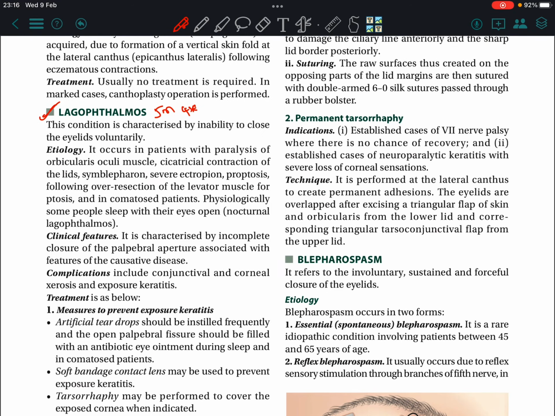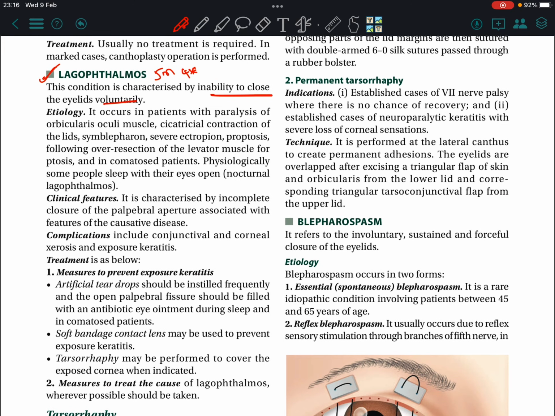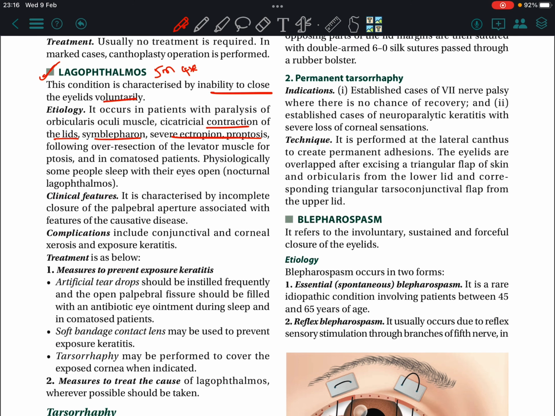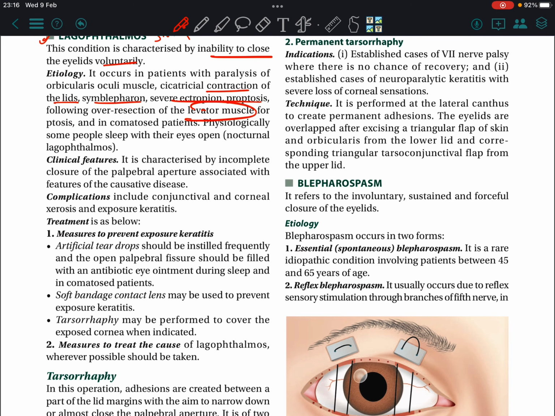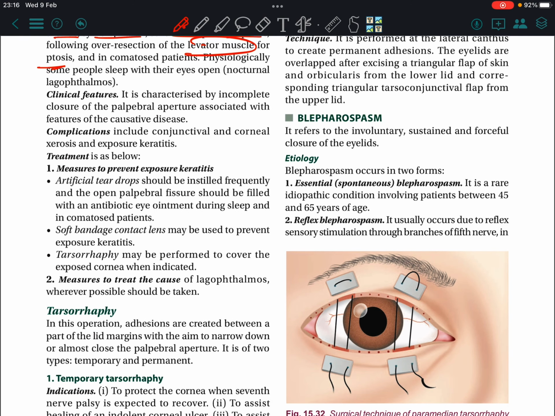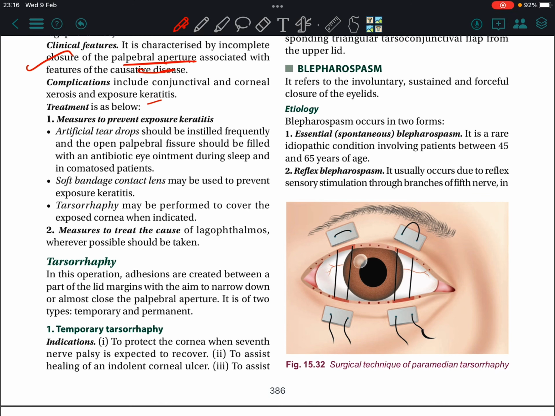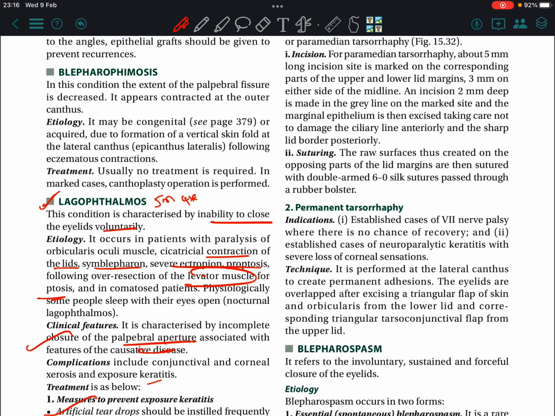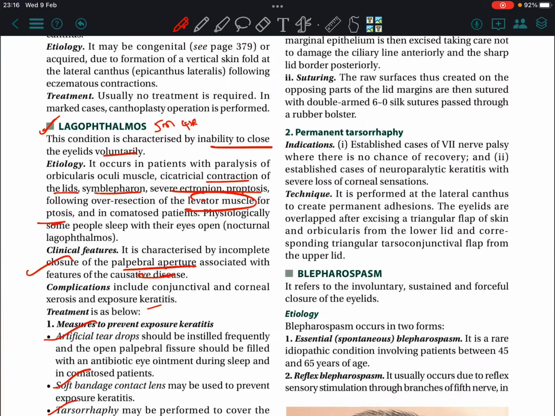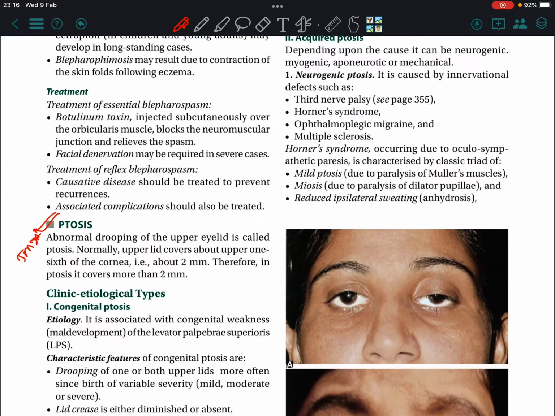Lagophthalmos is a condition caused by inability to close the eyelids voluntarily. Etiology: it occurs in patients with paralysis of the orbicularis oculi muscle, cicatricial contraction of lids, severe ectropion, proptosis, following over-resection of levator muscle for ptosis, in comatose patients. Clinical feature: incomplete closure of palpebral aperture associated with features of causative disease. Complications include corneal opacity, exposure keratitis. Treatment: artificial tears, soft bandage contact lens, tarsorrhaphy. There are two types of tarsorrhaphy: temporary and permanent.